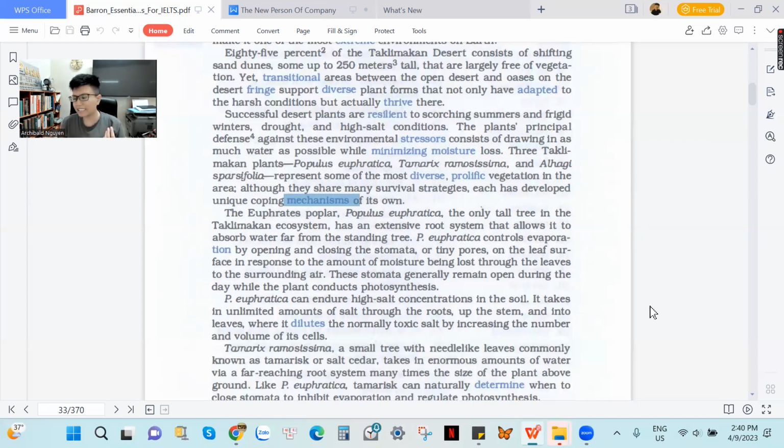Just like me, if I want to teach English, I need to have an online teaching mechanism. And what is the online teaching mechanism for me? First, I need to have internet. Second, a loudspeaker, a Bluetooth speaker. Third, a laptop. Fourth, a camera. And fifth, Zoom and other software. So these six tools make up the online teaching mechanism for me.